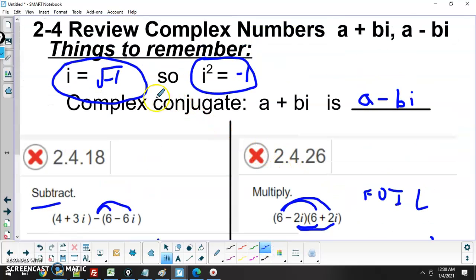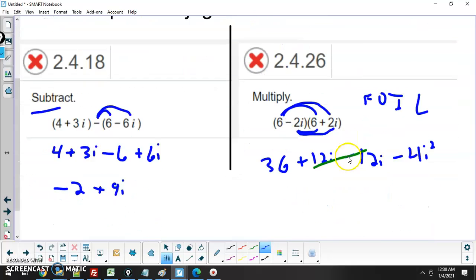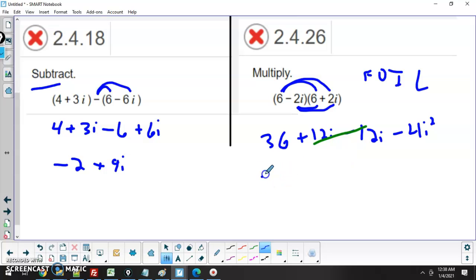Now, you might think, what can I do with the i squared? Well, remember this little fact? Cha-ching! i squared is equal to -1. So we can rewrite this i squared as -1, and you have -4 times -1. Two negatives make a plus. So you have 36 plus 4, and that becomes 40.